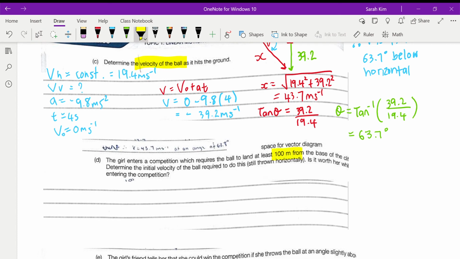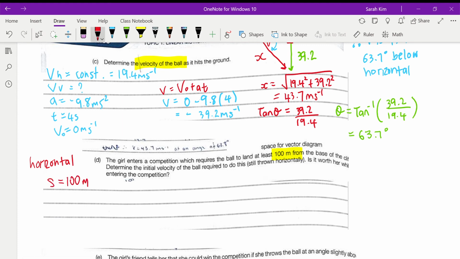D. The girl enters a competition which requires the ball to land at least 100 meters from the base of the cliff. Determine the initial velocity of the ball required to do this. Still thrown horizontally. Is it worth her while entering the competition? Okay. So basically we want to get my range. So this is horizontal component. Just keep that in mind. So basically we want our s to be at least 100.